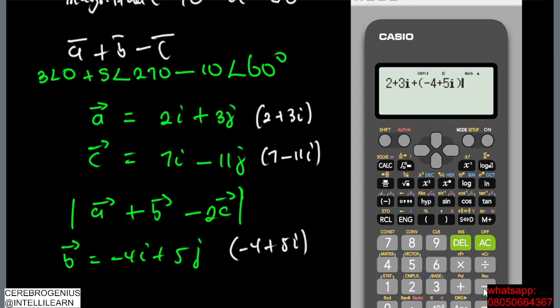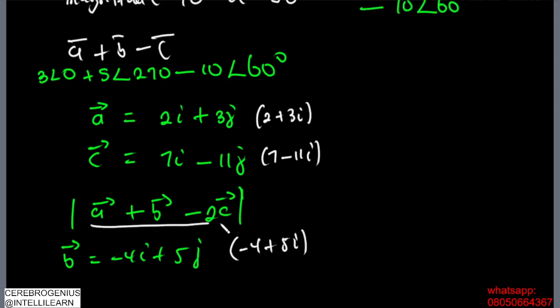then minus 2c, right? So you put 2 before you type your c. So your c is what? 7 minus 11i. Close the bracket, say equal to, so this is what? Minus 16 plus 30i. So everything like this is minus 16 plus 30i.